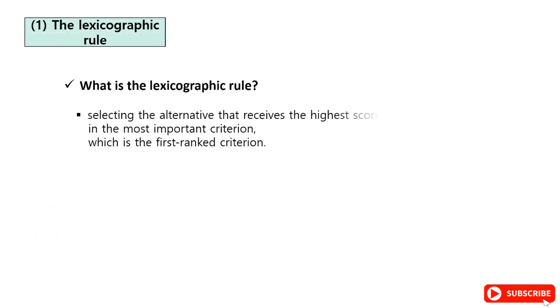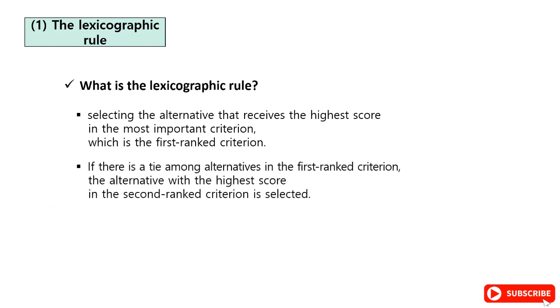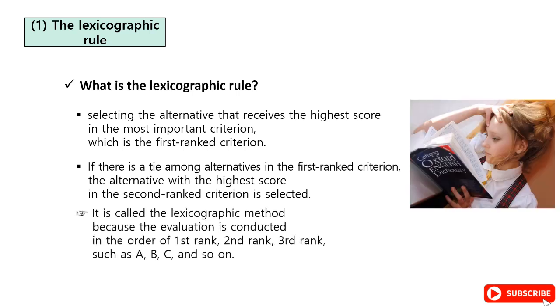The lexicographic rule involves selecting the alternative that receives the highest score in the most important criterion, which is the first-ranked criterion. If there is a tie among alternatives in the first-ranked criterion, the alternative with the highest score in the second-ranked criterion is selected. It is called the lexicographic rule because the evaluation is conducted in the order of the first rank, second rank, third rank, such as A, B, C, and so on.